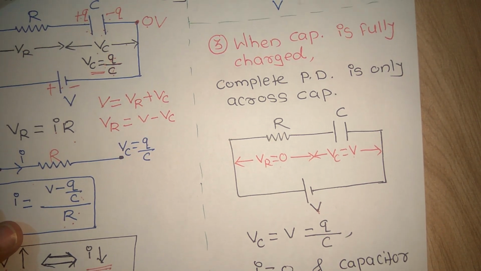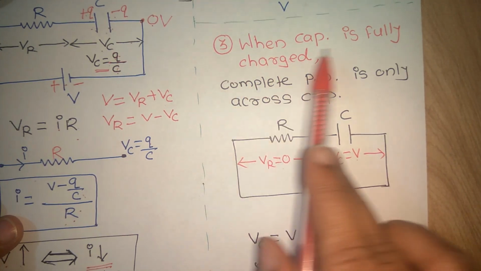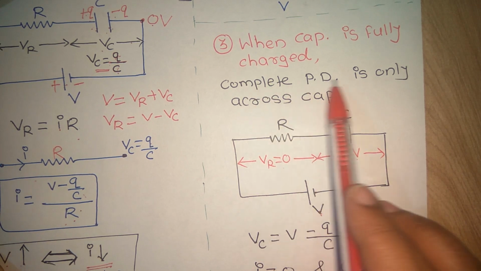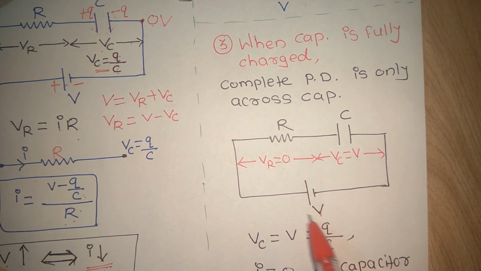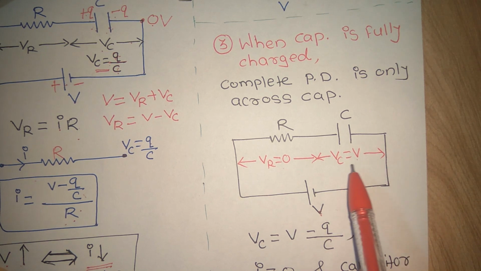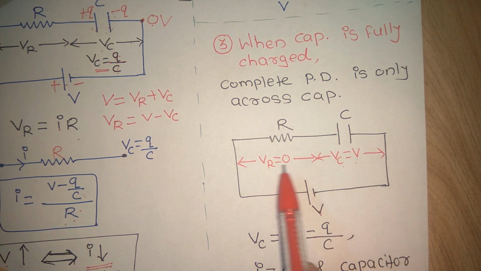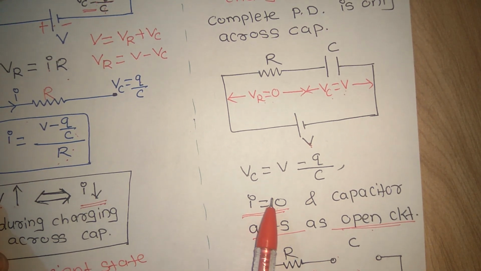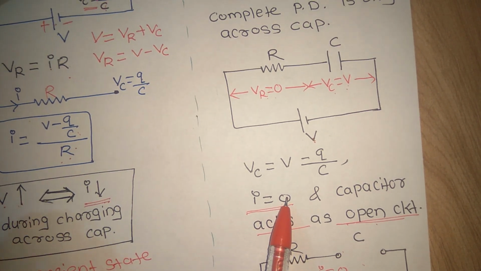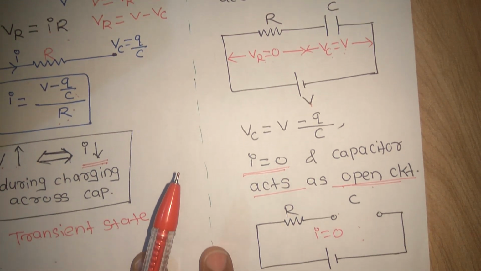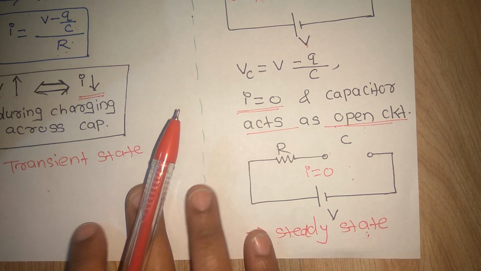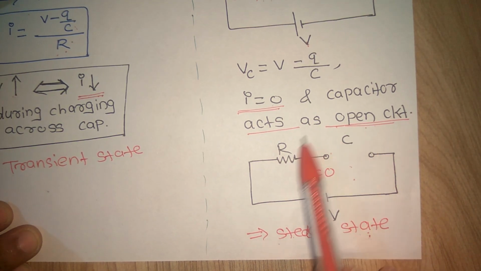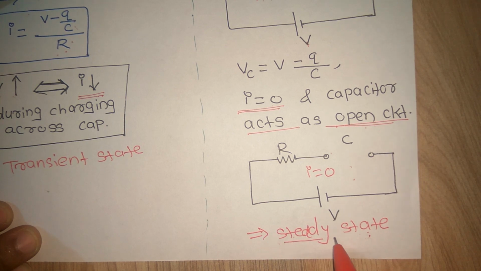Another important condition for the charging of a capacitor is when the capacitor is fully charged. After some time, the capacitor is fully charged. When the capacitor is fully charged, the complete potential difference, or the voltage of the battery, comes across the capacitor. So the voltage across the resistor is 0, as the current through the circuit is 0. Now when the current is 0 and the complete potential difference is across the capacitor, at this condition the capacitor acts as an open circuit. This condition is called a steady state.